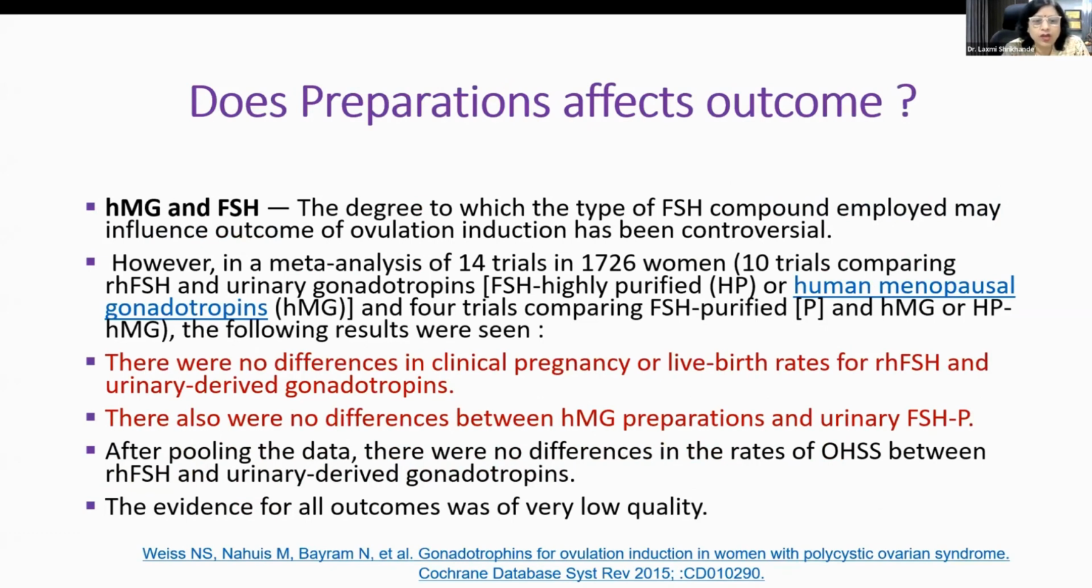I have quoted only one study. They found that there were no differences in clinical pregnancy or live birth rates whether you have used recombinant FSH or urinary gonadotropins.